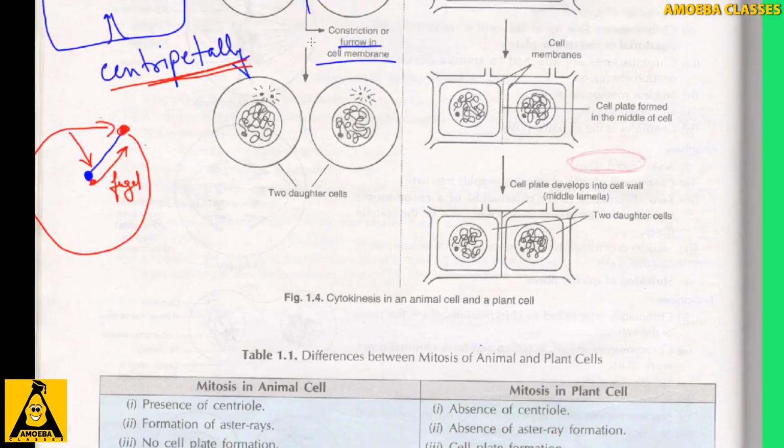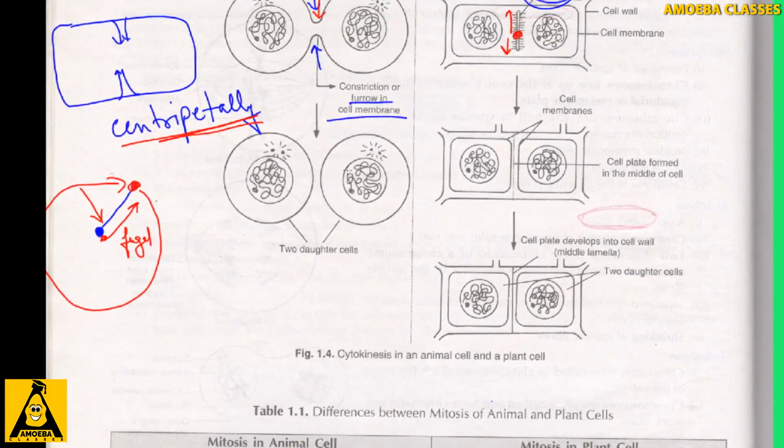Okay, so after the furrow formation is completed, the two daughter cells have been divided and they are separated. So the nucleus is also separated, the cytoplasm is also separated. In the same way, the cell membrane is separated, and we have two separate daughter plant cells.